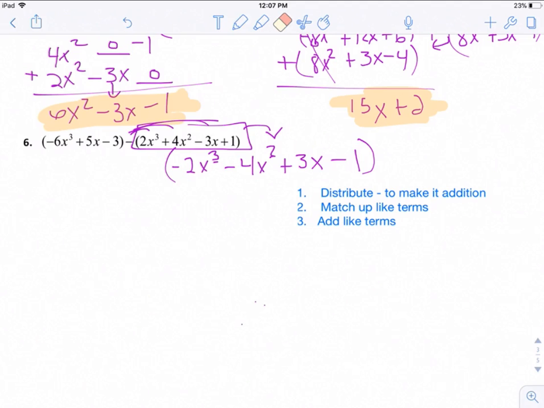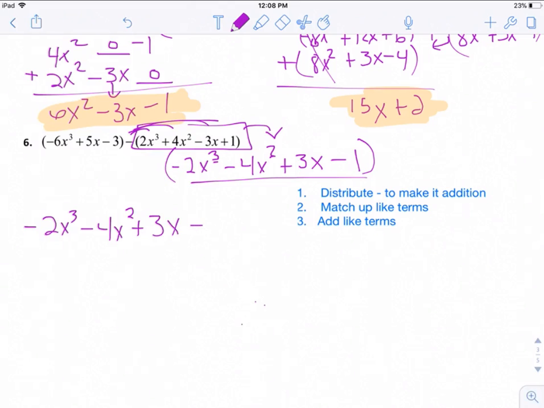We don't have to change it, so that's a good sign. So let's work on this one. Is it in standard form? We've got negative 6x cubed plus 5x minus 3. It is in standard form, so that makes it a little bit easier too. We do not have to rewrite that one. However, let's write our biggest one first when we are getting ready to add it. So we will write negative 2x cubed minus 4x squared plus 3x minus 1.